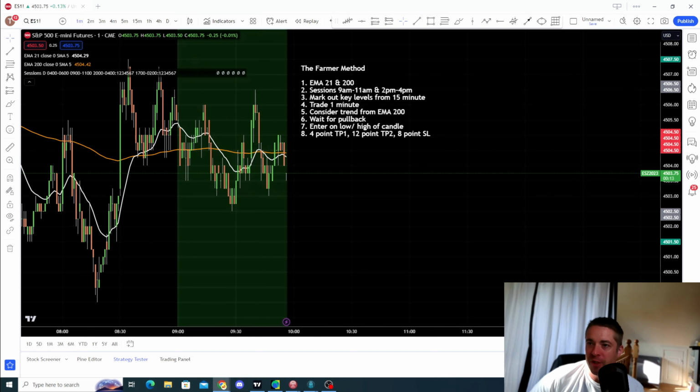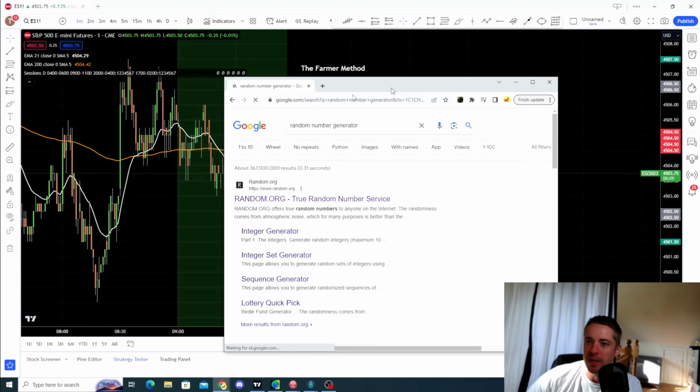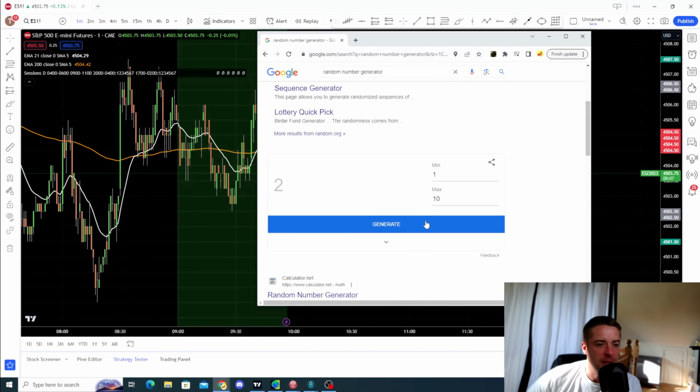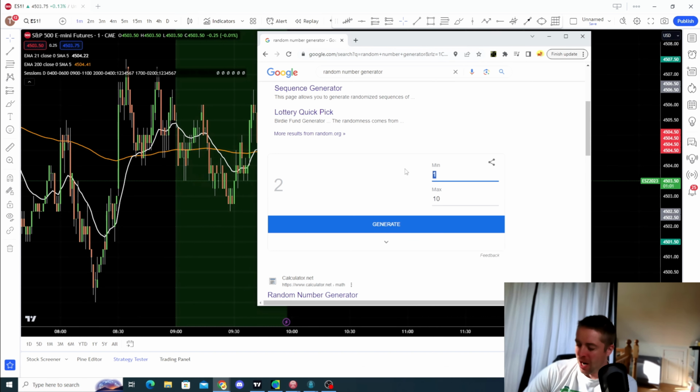Let's go first to a random number generator, and I'll drag that in. And we'll go 1 to 10. It's given us 2, but let's generate it again because I want it to be higher than 2. So we'll say 3 to 6, and the reason for this is because I can't go that far back on 1 minute data. So it's given me 4.